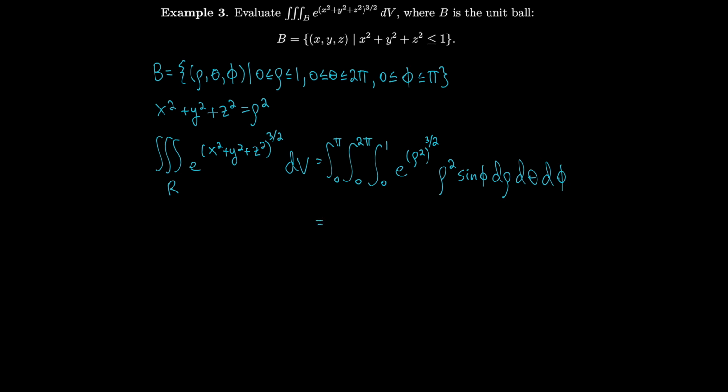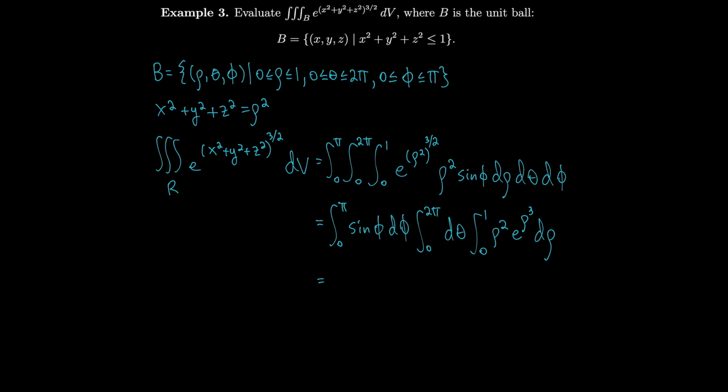So we have our ρ function separated from our φ function, separated from our θ function, so we can write this triple integral as 3 single variable integrals multiplied together. So we get the integral from 0 to π of sin φ dφ, and we have the integral from 0 to 2π dθ, and we have the integral from 0 to 1 ρ² e^(ρ³) dρ.